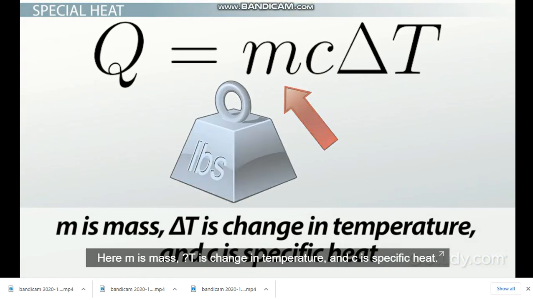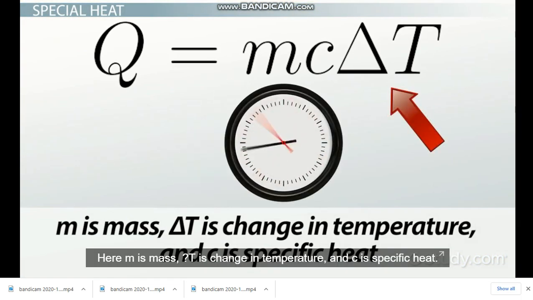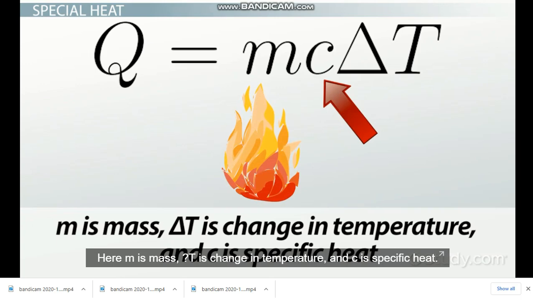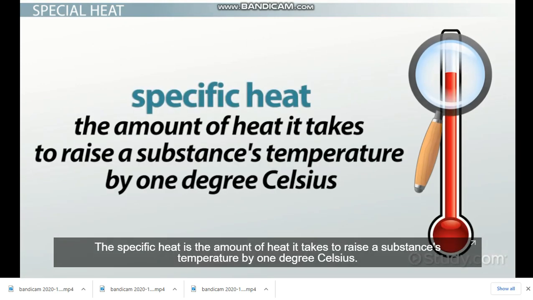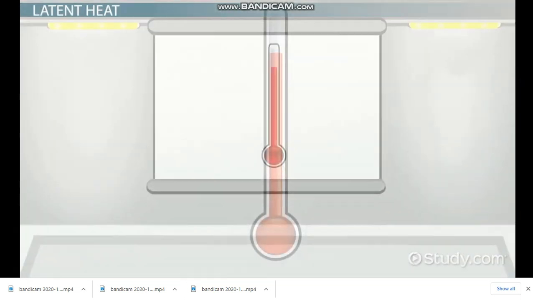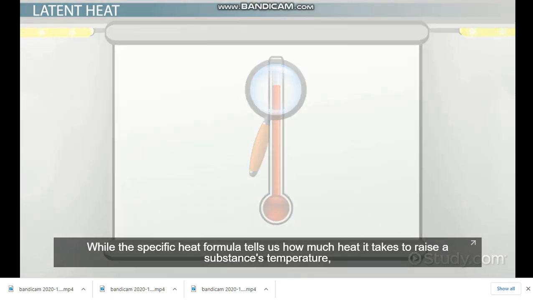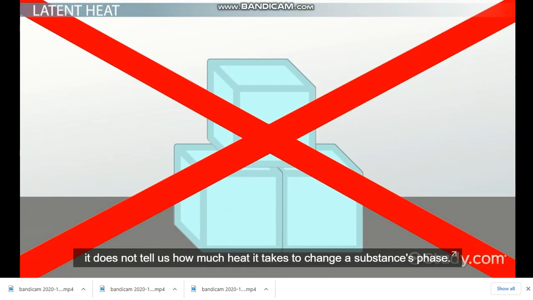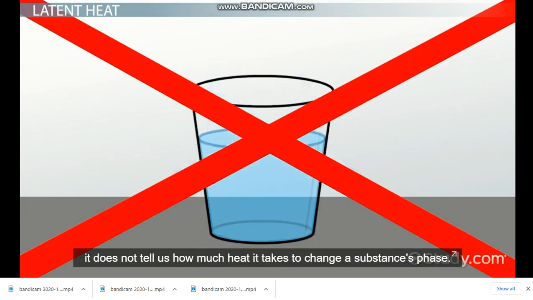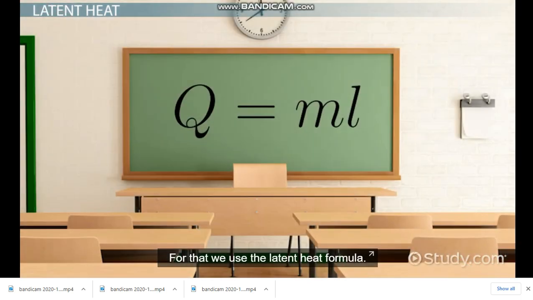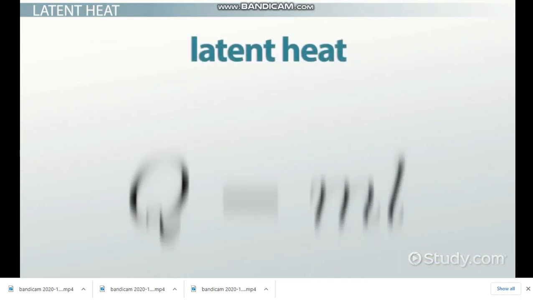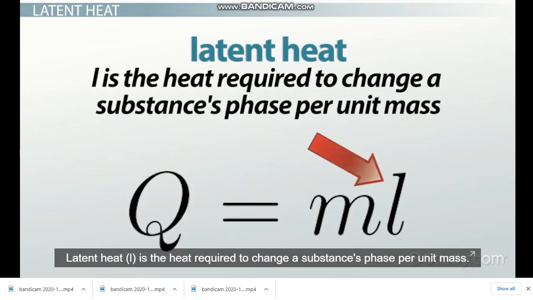Here, m is mass, delta T is change in temperature, and c is specific heat. The specific heat is the amount of heat it takes to raise a substance's temperature by 1 degree Celsius. While the specific heat formula tells us how much heat it takes to raise a substance's temperature, it does not tell us how much heat it takes to change a substance's phase. For that, we use the latent heat formula, Q equals mL. Latent heat, or L, is the heat required to change a substance's phase per unit mass.